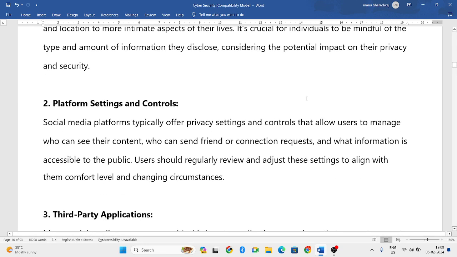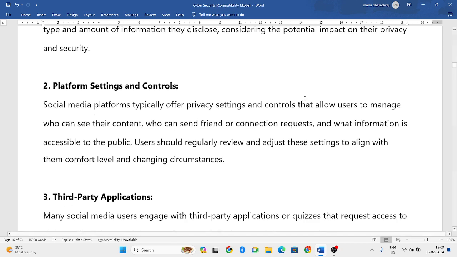Next is platform settings and controls. You can do certain settings like who can view your posts and who can see your profile. While accepting friend requests and follow requests, you should make sure that you know that person very well, or that it is a real person. Some fake accounts will be there, so you should be very careful about all these things. You should know how much access you give to your personal information.